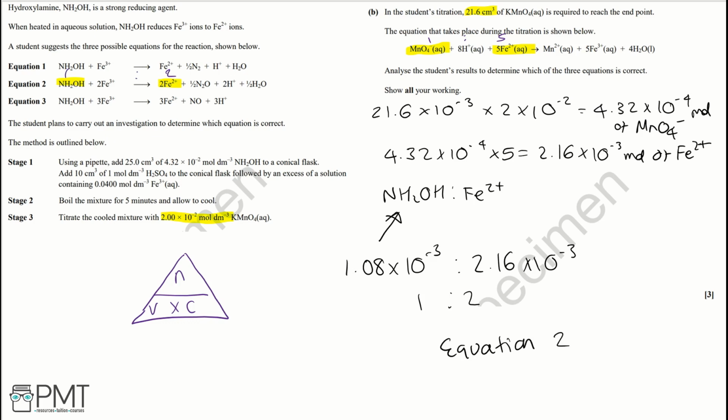To get the marks for this question, you get 1 mark for working out the moles of MnO4 minus, 1 mark for working out the moles of Fe2+, and then 1 mark for correctly identifying that it's equation 2 or working out the molar ratio.